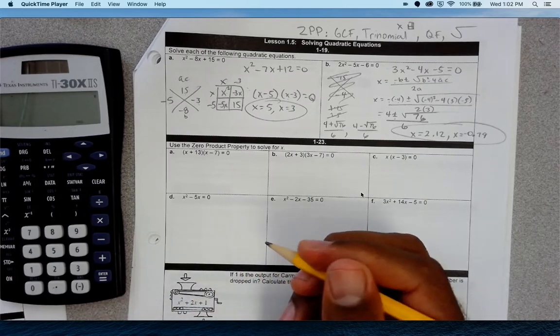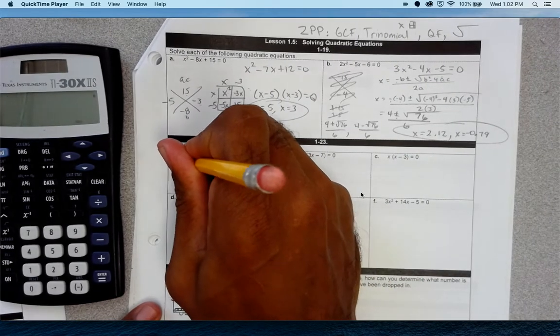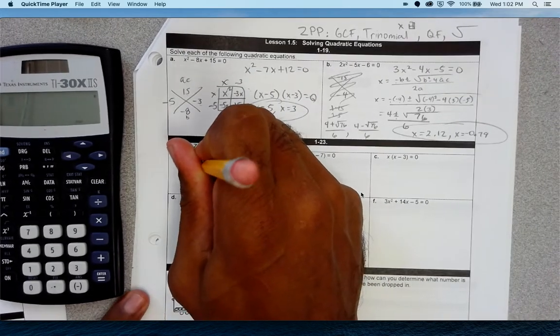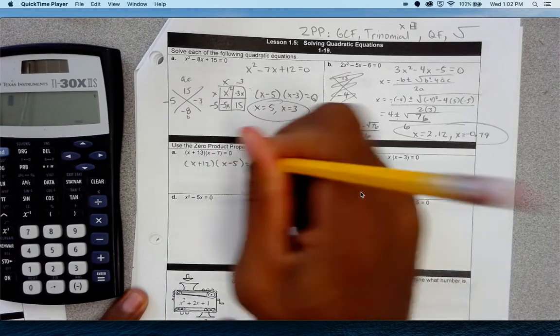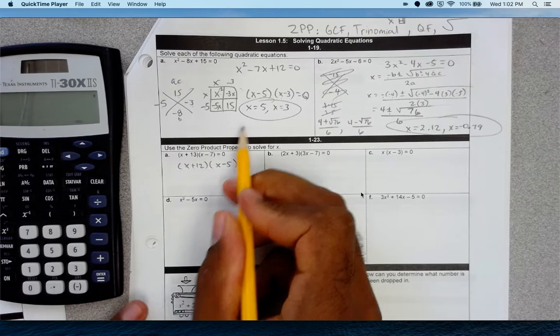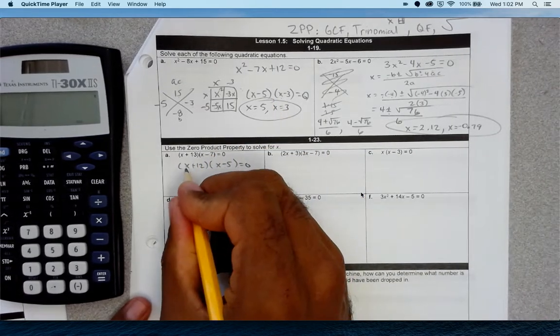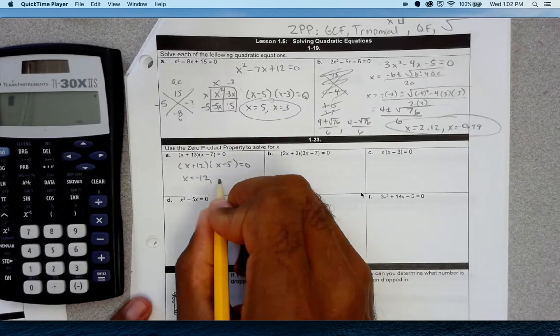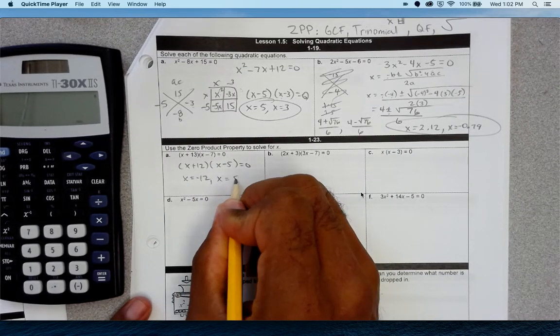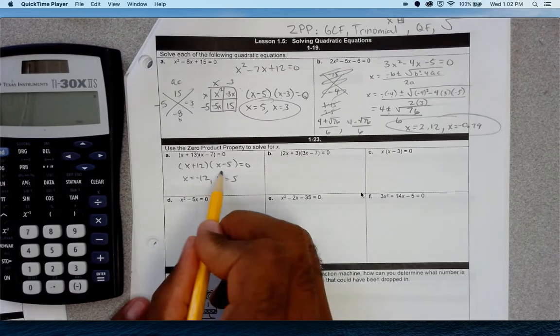Okay, so now zero product property. Okay, so now again, I'm going to write down a different example here. So we'll have x minus 5 equals 0. Okay, remember zero product property, same thing like up here. So if it's plus 12, then my answer is going to be negative 12. If that's minus 5, then this will be positive 5. Okay, so those are pretty simple.